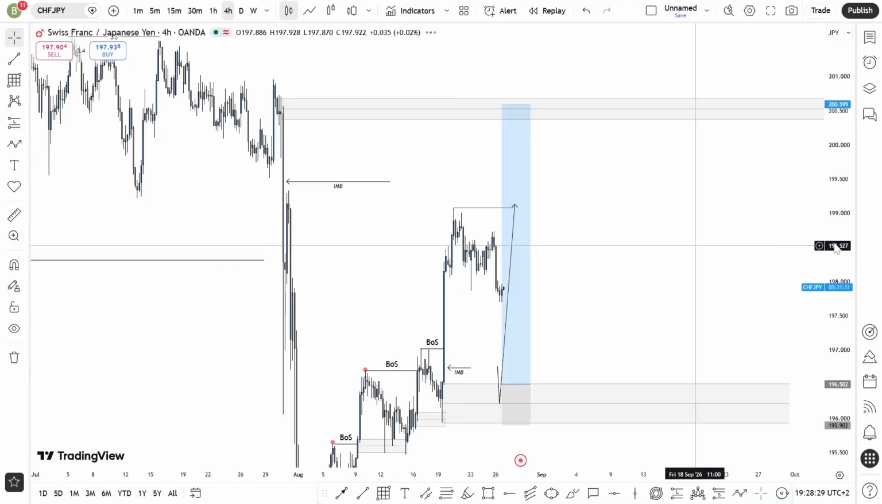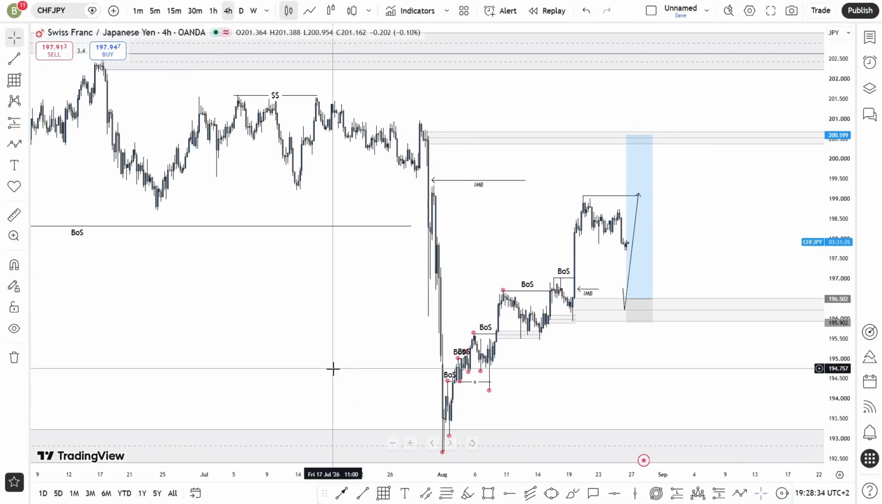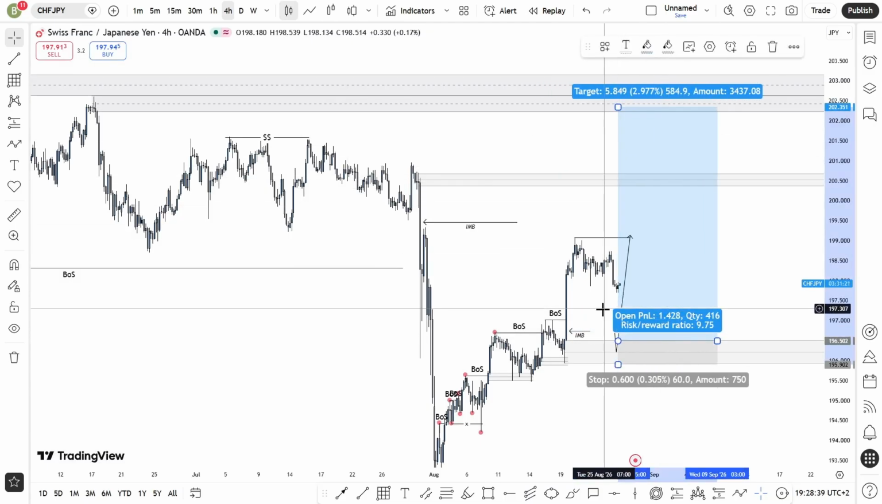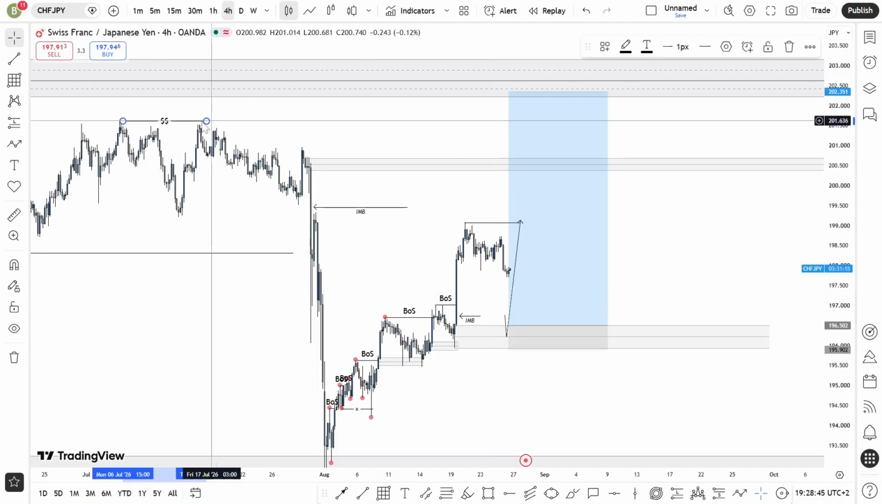And back to the higher time frame, as you can see, I hope you've understood how I look at the charts and how I formulate all my trade ideas. So this is around 9.75% targeting the overall liquidity, which is this one here at the top.